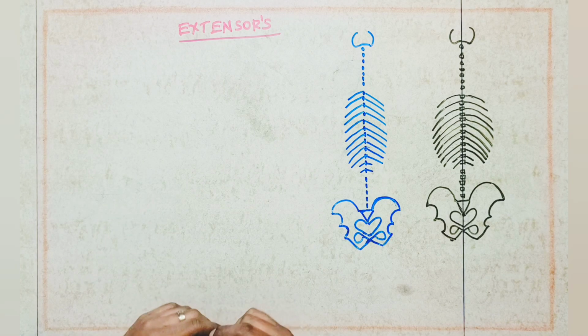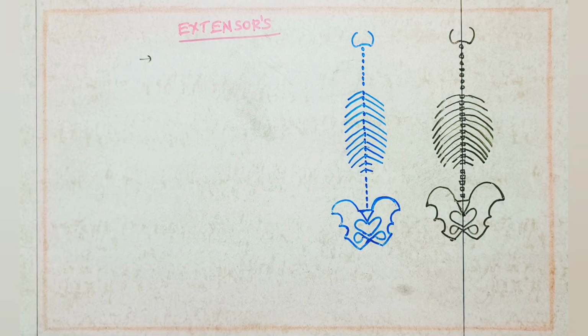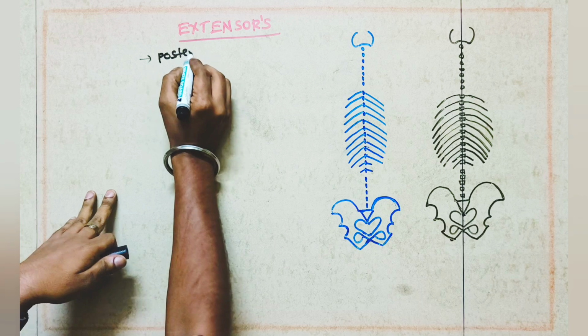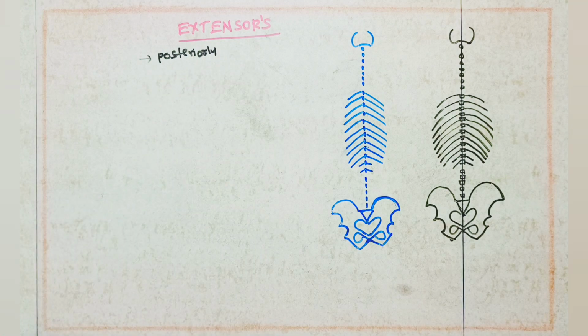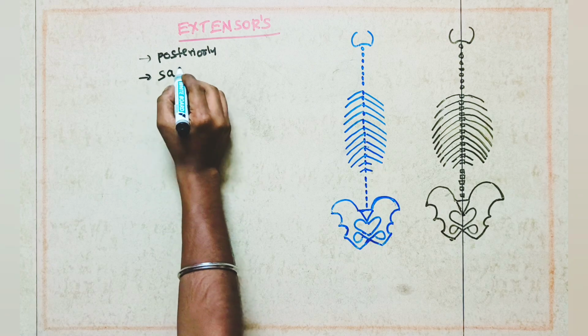Extensor muscles of the vertebral column. Most of the extensor muscles of the vertebral column are located posteriorly. So the name of the muscles which can extend the vertebral column, those are the sacrospinal muscles.